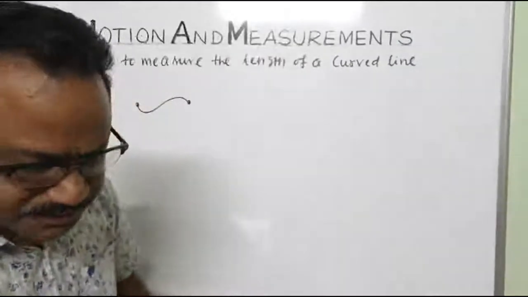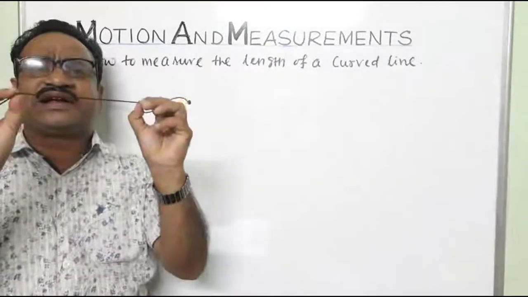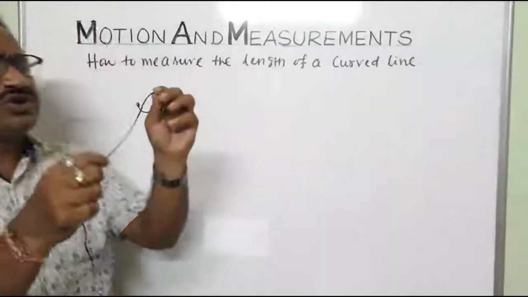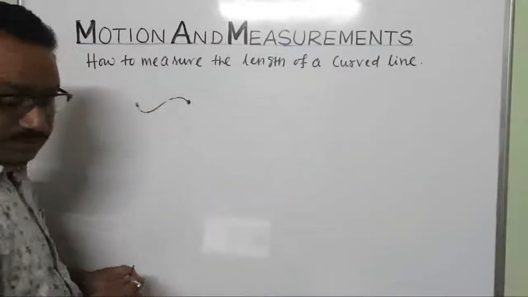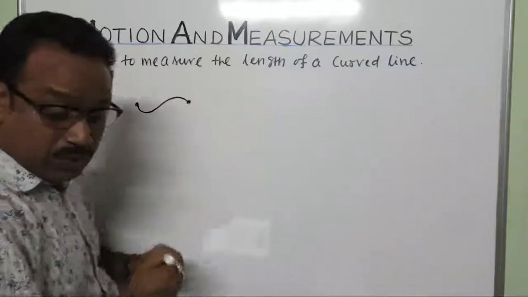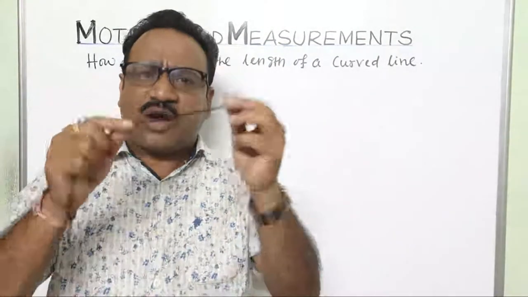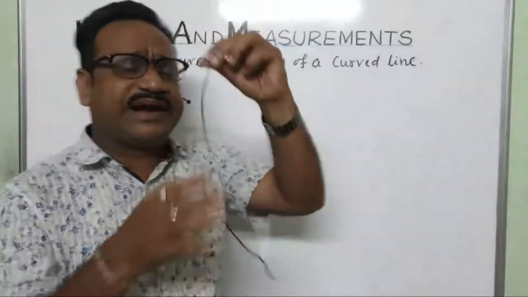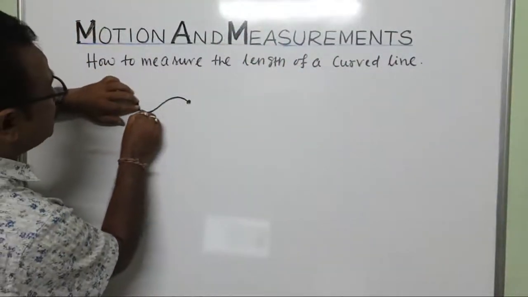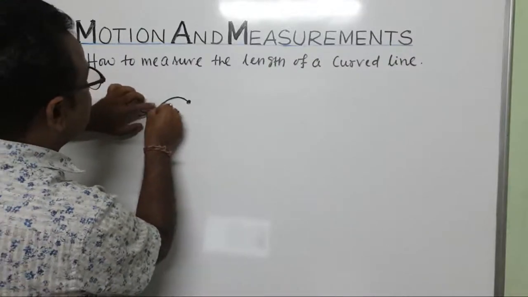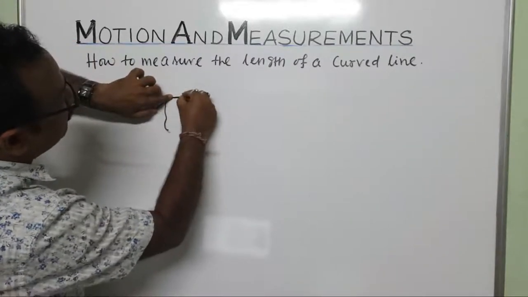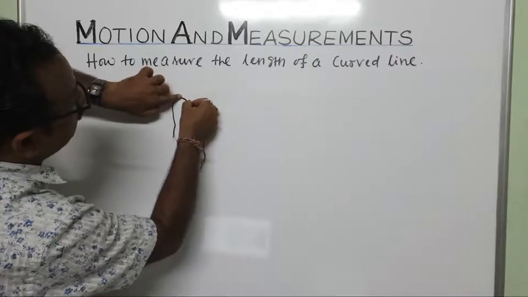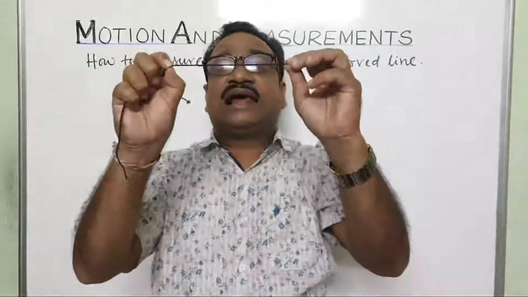Now see, I have a thread in my hand, this black thread. We'll use the thread to measure the length of this curved line. This is the thread I have rolled in my hand. I am putting one end here, then up to this, then here up to this. See how I am measuring, up to this, then up to this one. So this is the length of the curved line.